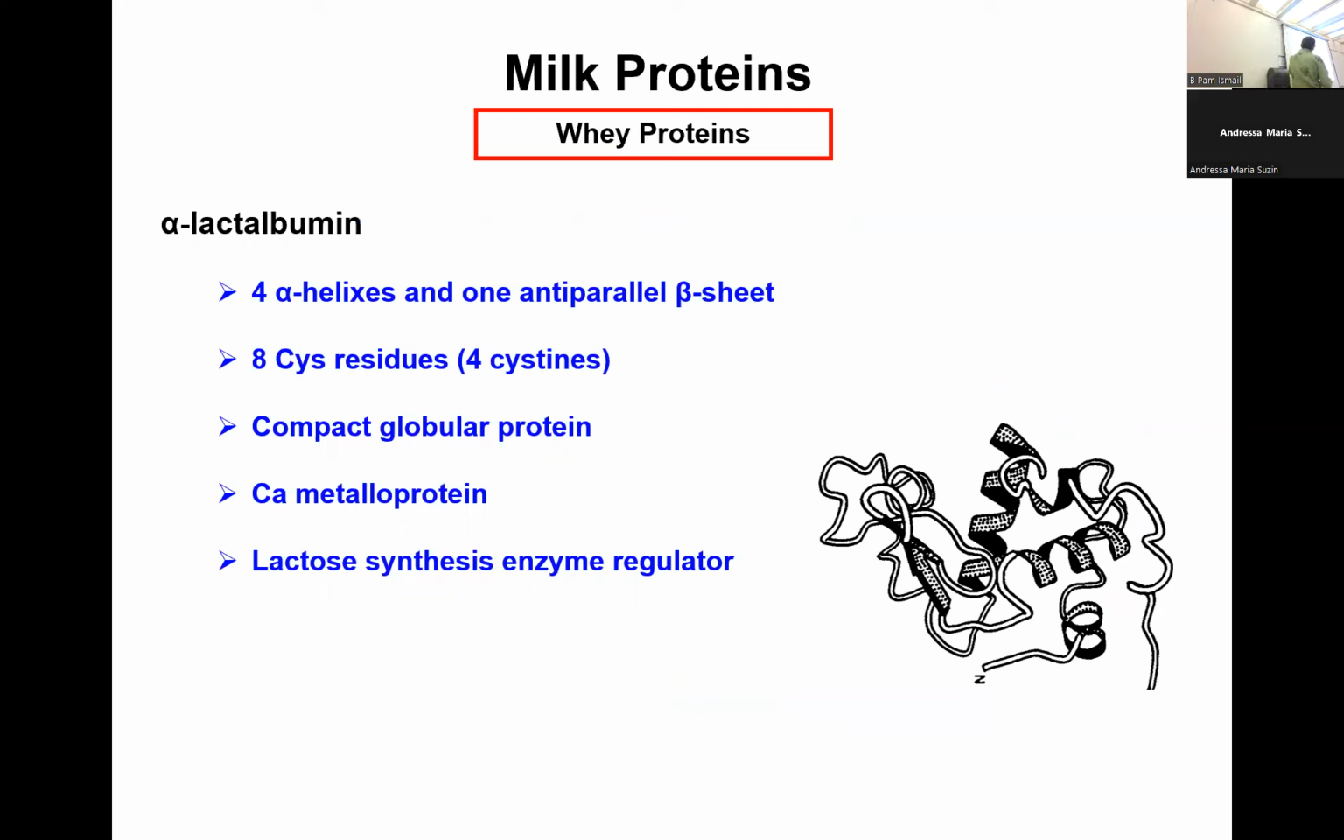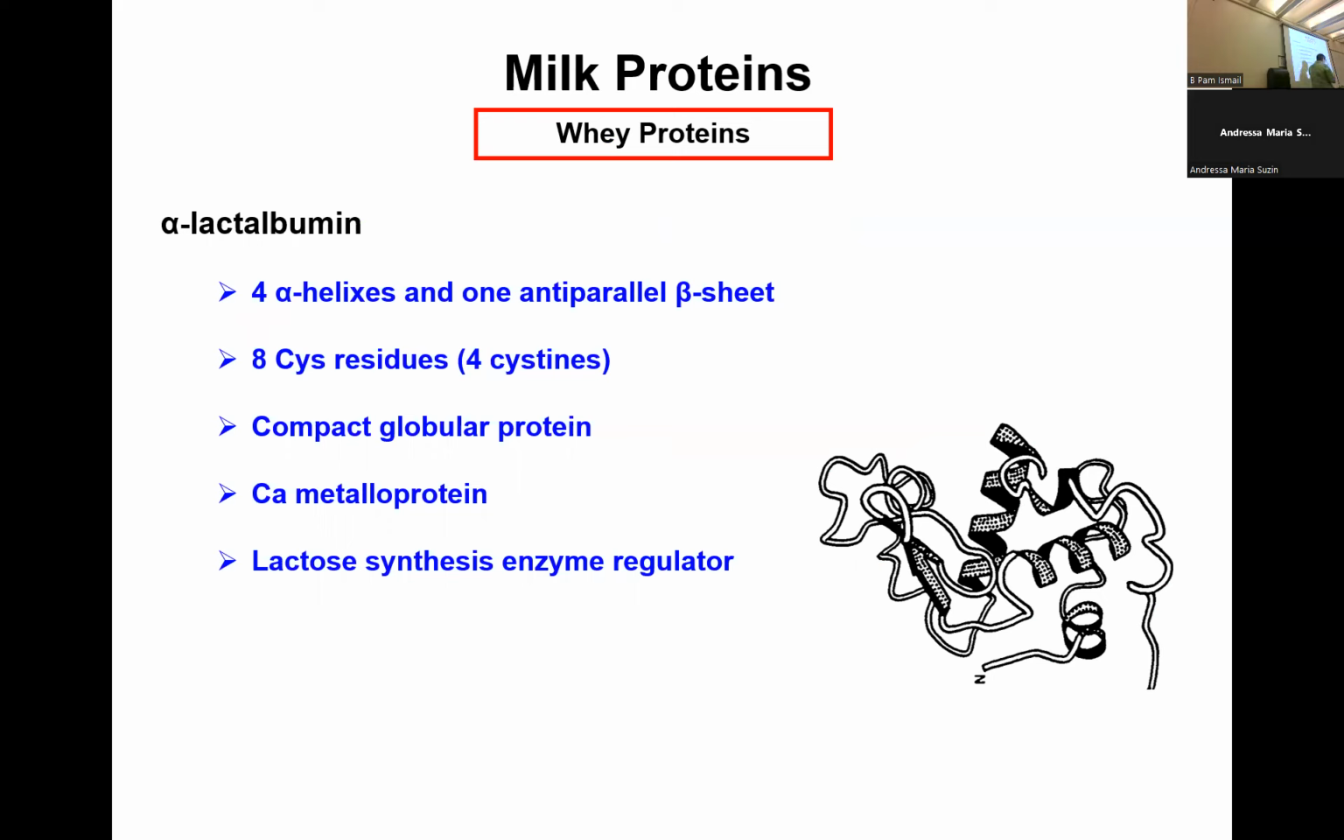Alpha-lactalbumin, again, we talked about having more alpha helices than beta sheets, one beta sheet, 8 cysteine residues, meaning 4 disulfide linkages. We don't have a free sulfhydryl group. Again, it is a compact structure.